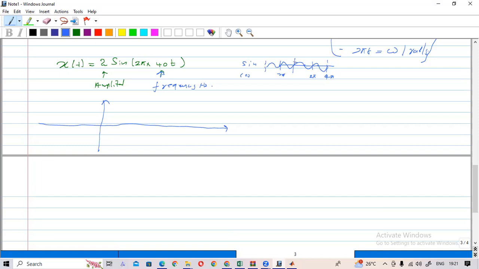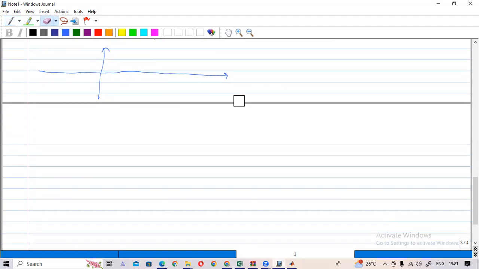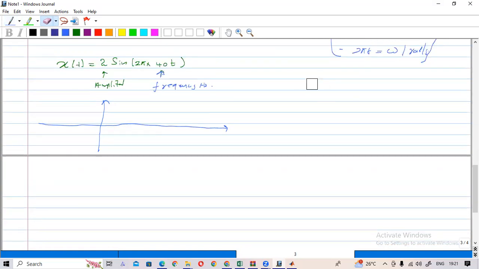You need to remember this thing, the sine curve and cos curve. Sine and cos curve. It is like this. The sine curve is like this.